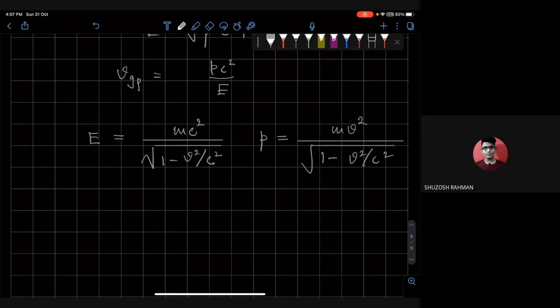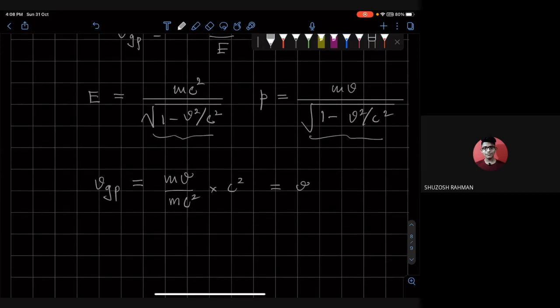So if I use this expression in my expression for group velocity, these two factors cancel out, and I have m. So this is not squared. This is just mv divided by mc squared times c squared, which is, of course, v. Okay, so things are consistent, okay?